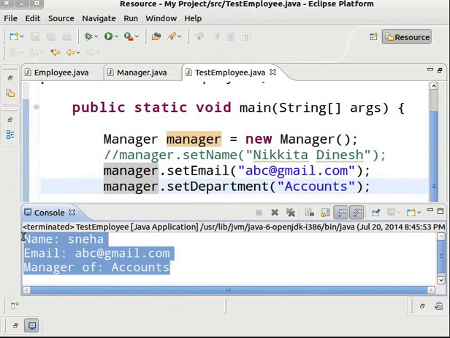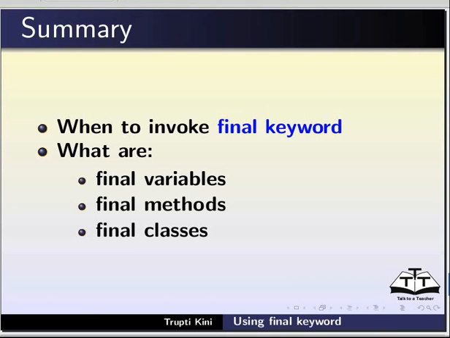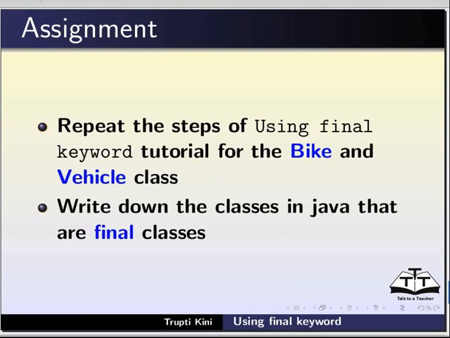Now let's summarize. In this tutorial, we learned when to invoke the final keyword, what are final variables, final methods, and final classes. As an assignment, repeat the steps of using the final keyword tutorial for the Bike and Vehicle class which we used in the previous tutorial. Write down the classes in Java that are final classes.